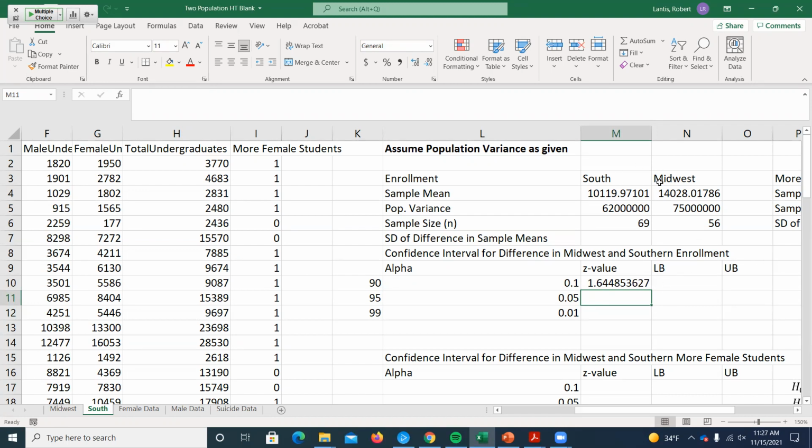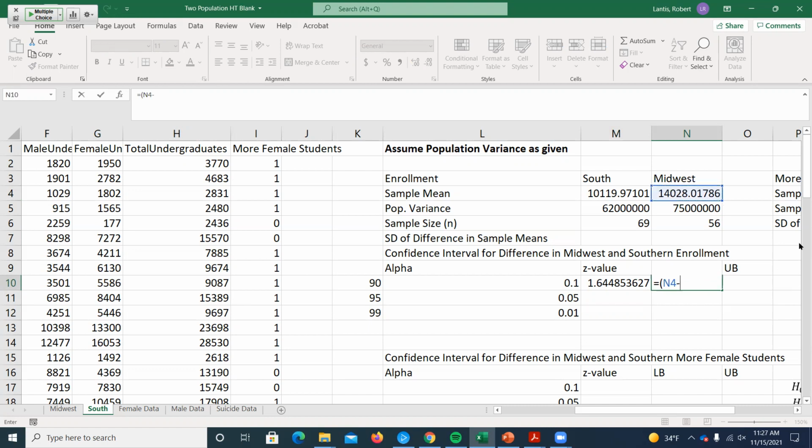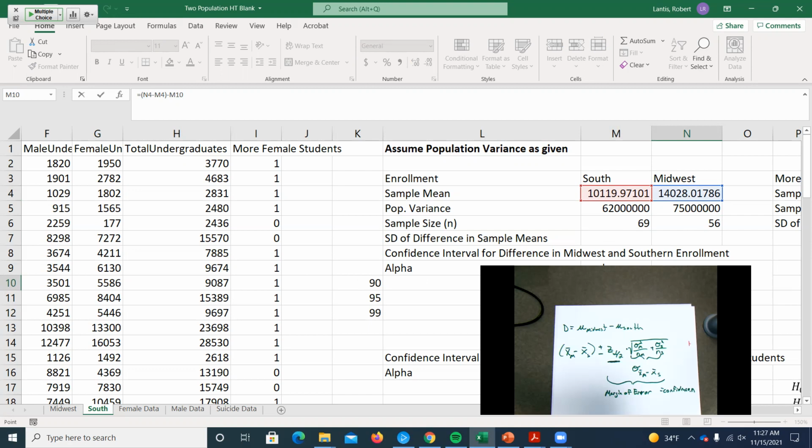So we see the difference in our sample means is positive here. So that's what we're going to build our confidence interval around. So I'm going to take, what did I forget? An equal sign. I'm going to take the Midwest sample mean, subtract the Southwest sample mean. That's what I'm building my confidence interval around. I'm then going to subtract the number of standard deviations away I want to go to build the 90% confidence interval. And then here, I'm just going to use Excel to be my calculator.